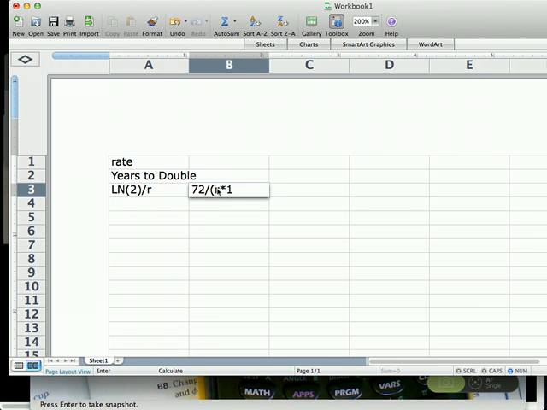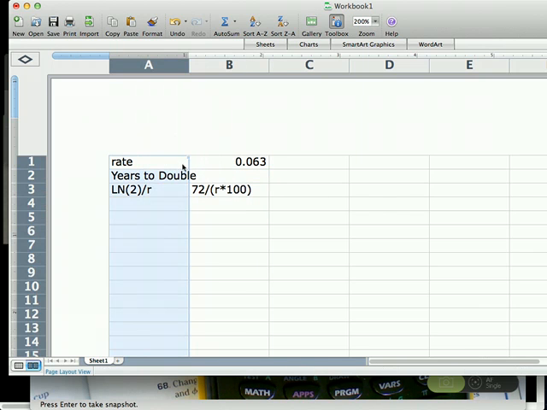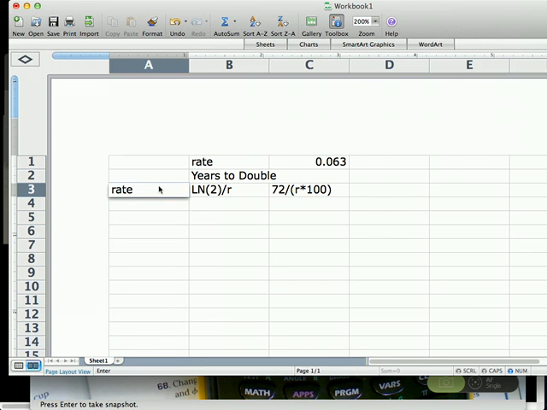I guess I'll write times 100, indicating that the rate is in percent form, not in decimal form. So let's say our rate is 0.063, something like that. Actually, wait, I need one more thing, don't I? Oh, no. Maybe it makes more sense, since I don't have to have it specific to a given time, I can just solve this for all sorts of rates.